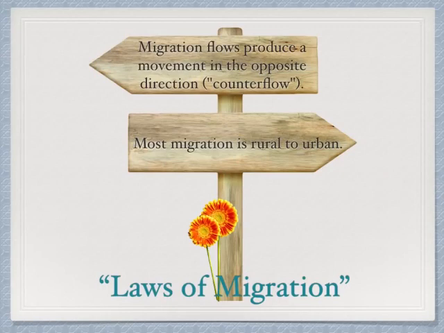When you have migration flows, they produce a movement in the opposite direction known as a counterflow. So basically, when a group of people move into a new place, usually a group of people from that same place will move out. An example of this might be when Europeans came over to the present-day United States, many of the indigenous people left the areas when new people came in. Now notice, this is not necessarily a good thing. It's just something that happens.